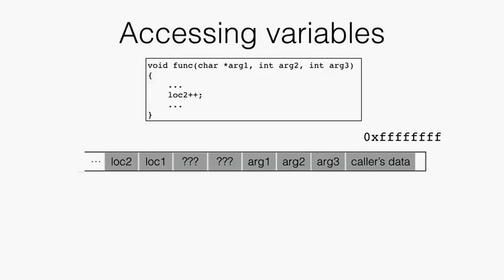Now suppose the compiler is generating code to access these variables. So here we show that within the function it wants to increase the value of loc2 by 1. How will it do this? Well, in order to do it, it needs to know where loc2 is stored on the stack. Suppose, for argument's sake, that it's stored at this particular address. How will the program know that?